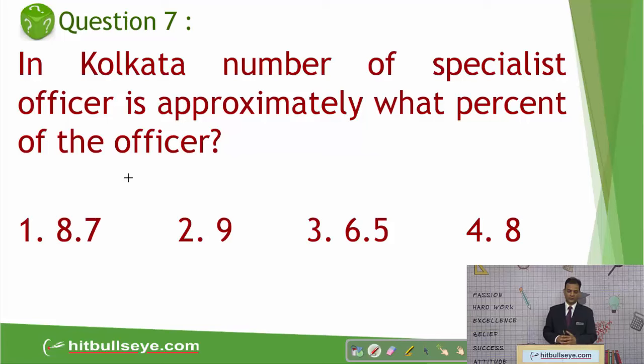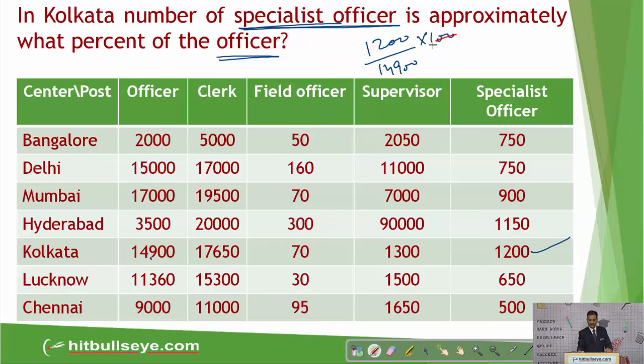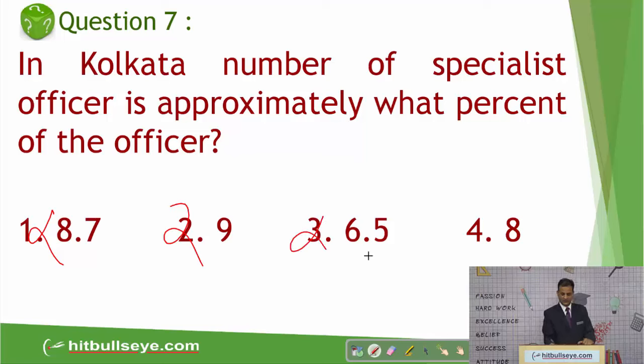In Kolkata, number of specialist officers is approximately what percent of the officers? What is he asking, specialist officers over officers in Kolkata. Kolkata specialist officers are 1200, students, and officers are 14,900, into 100. So what you can do, students, here you can cancel the 0. Instead of 149 you can write 150 here, because when you write 150 it will be 15 into 8, it is close to 8, because he is asking approximately. Now you can see the choices, 8.7 is rejected, and the fourth option is the answer, which is 8%.